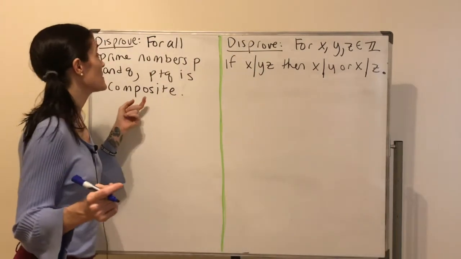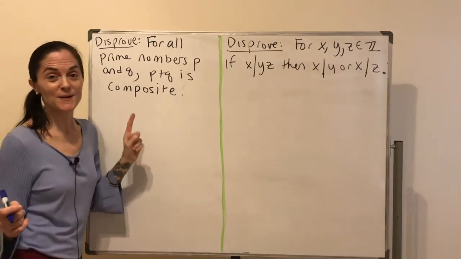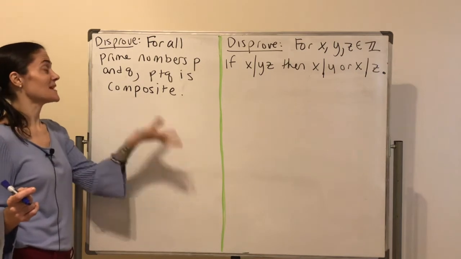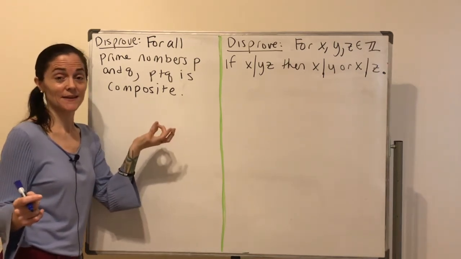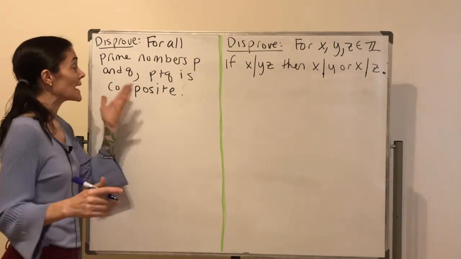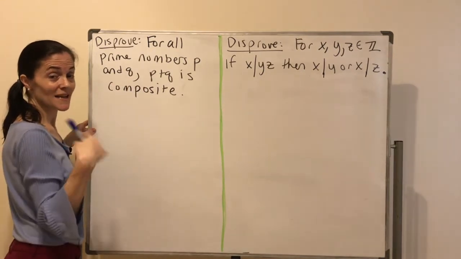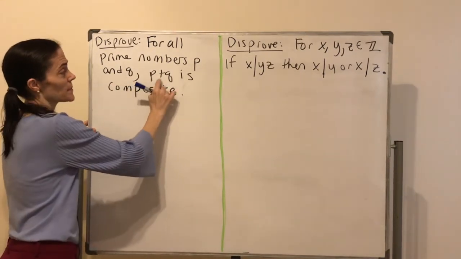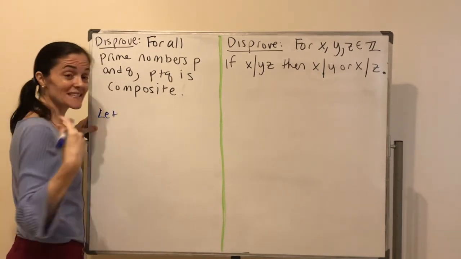Let's start with this one over here. It says for all prime numbers p and q, p plus q is composite. This is a universal statement and it's also false. So let's give a counterexample. I need to find two prime numbers, p and q, such that p plus q is prime. And this is not too terribly difficult to think about.